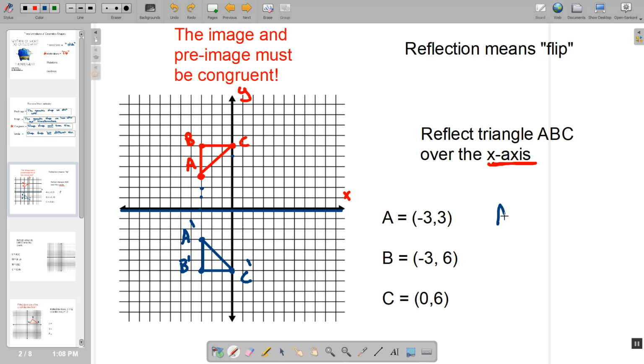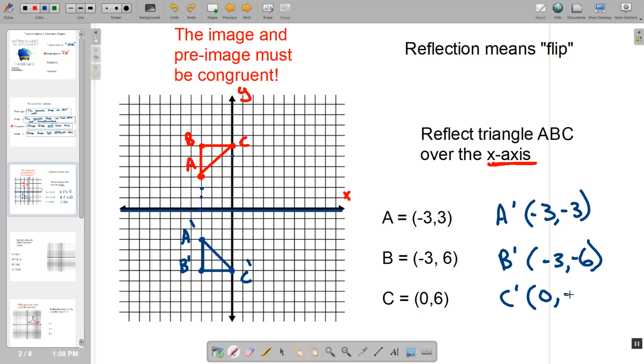So that means our ordered pairs, A prime is (-3, -3). B prime is (-3, -6). And C prime is (0, -6). So if we notice in this problem, the x values stayed the same, but the y values became negative. And that will only happen if you're flipping over the x-axis.